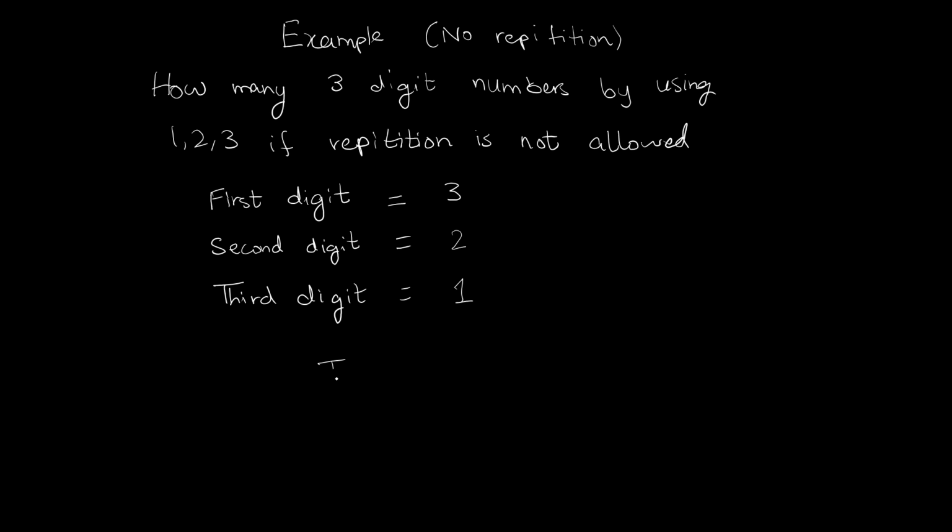Therefore, the total three digits without repetition would be equal to 6. Let's do one more example.